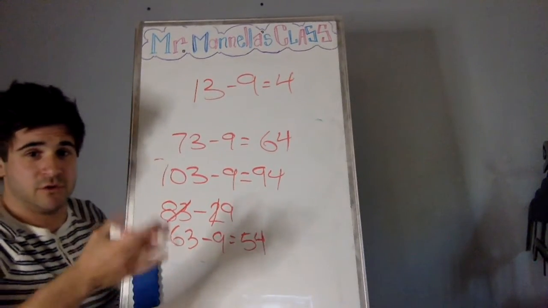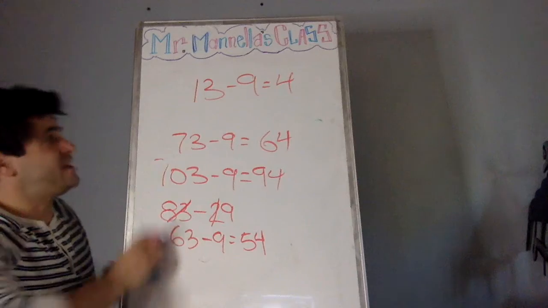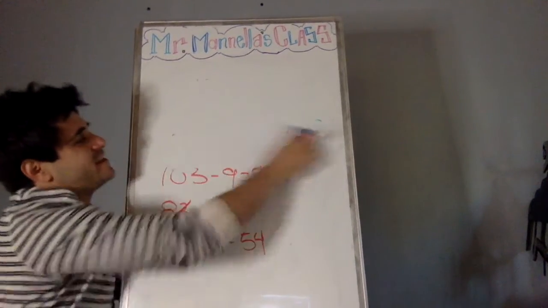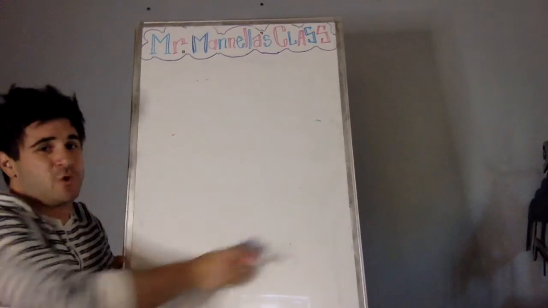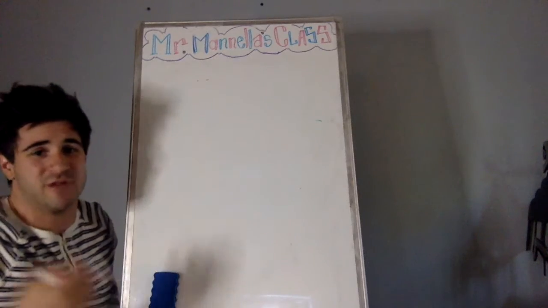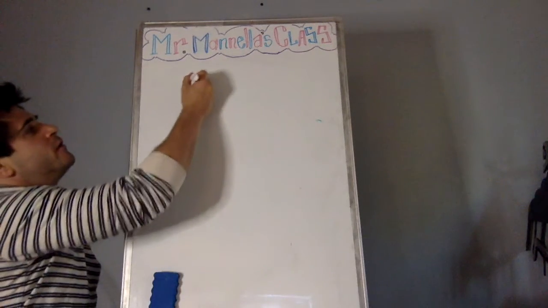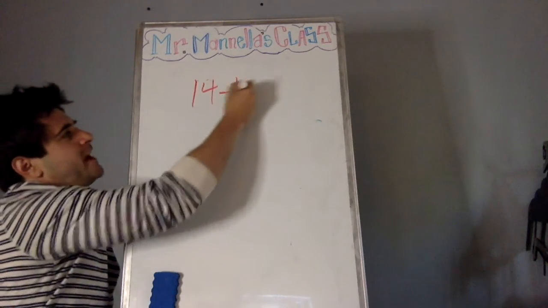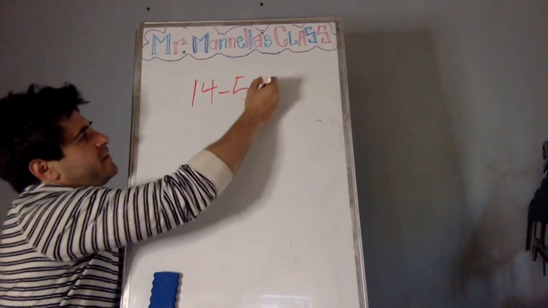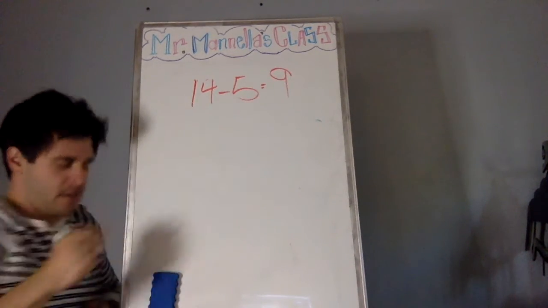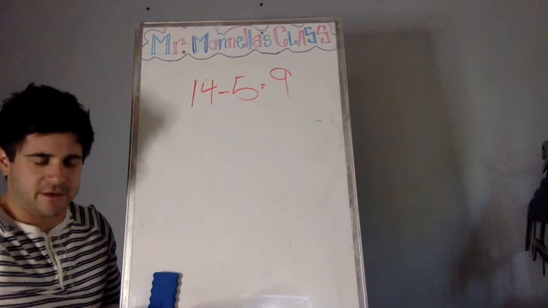Let's move on to 4s. We're going to do 14 minus 5. We're not going to do minus 4 because that ends in a 0. We're not going to do minus 3 because you don't need to borrow for that. So 14 minus 5, right? Well, that equals 9.